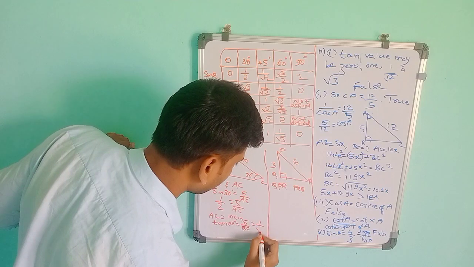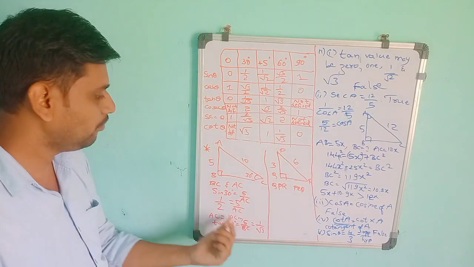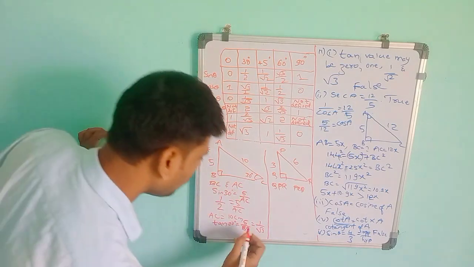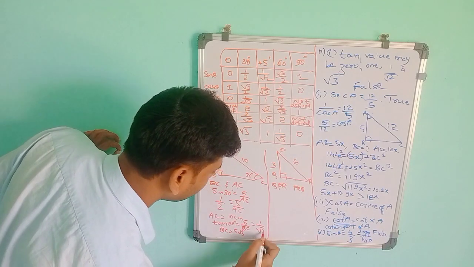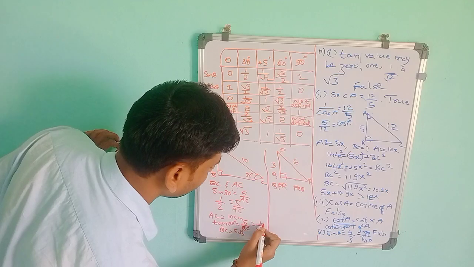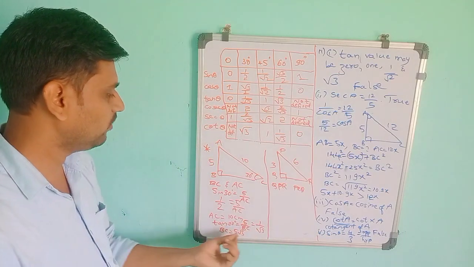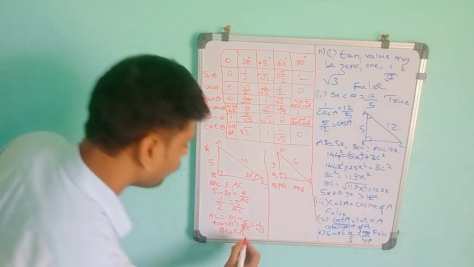1 by root 3. So we want the value of BC because we have to find out the AC. So BC is equal to 5 root 3, because this 3 will come to this side and BC will come to this side. So by cross multiplication, 5 into root 3 is 5 root 3. That value is the BC.